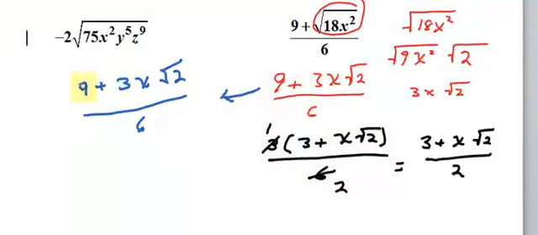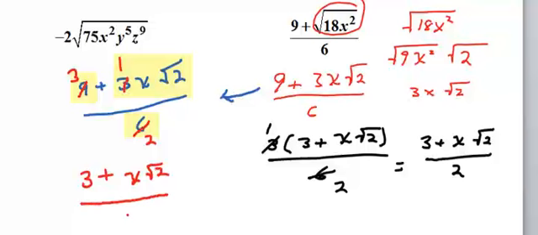This term has a factor of 3. This term has a factor of 3. Make sure it's not under the radical. And this term has a factor of 3. So we can cancel that common factor of 3. 3 goes into 6 twice. 3 goes into 9 3 times. And 3 goes into 3 once. So we're left with 3 plus 1 times x, square root of 2, over 2. We wound up with the same answer that we had here.